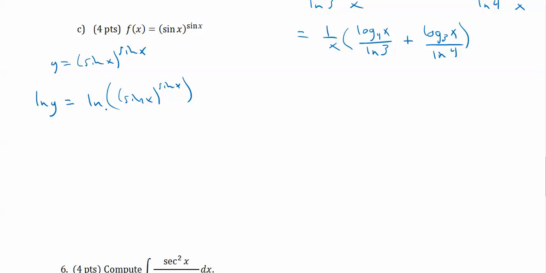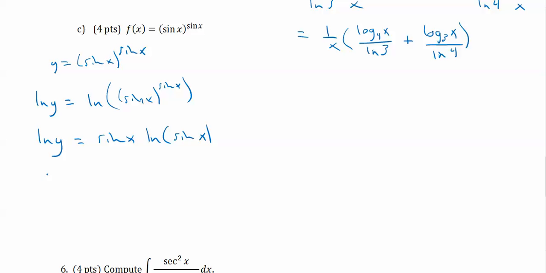All right, and then the purpose of that is to help us get this exponent with its variable out of the exponent and out in front here. So, just simplifying, we get ln y equals sine x times natural log of sine x. And now we take the derivative of each side with respect to x.